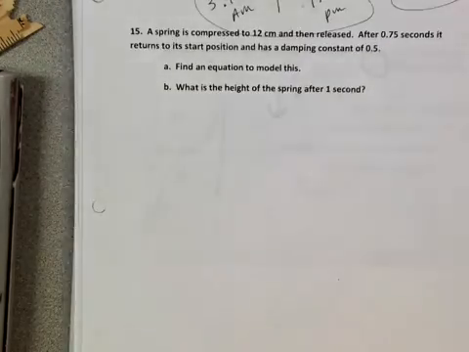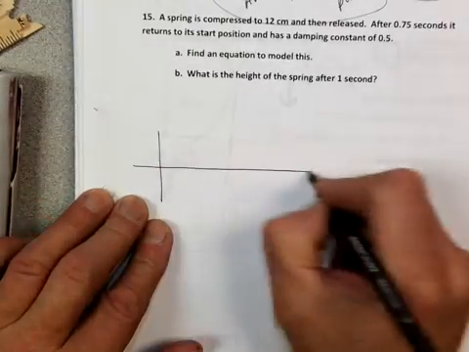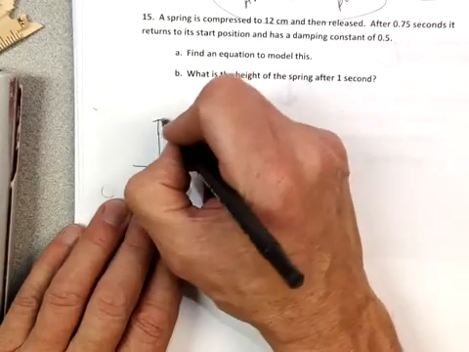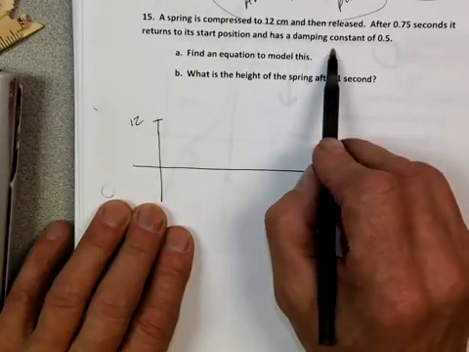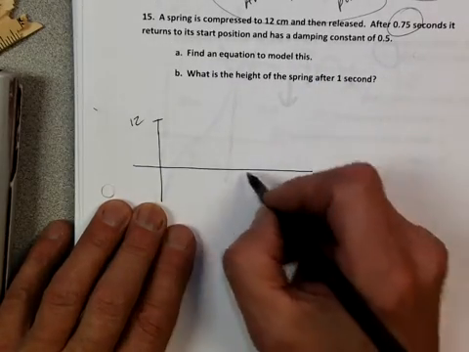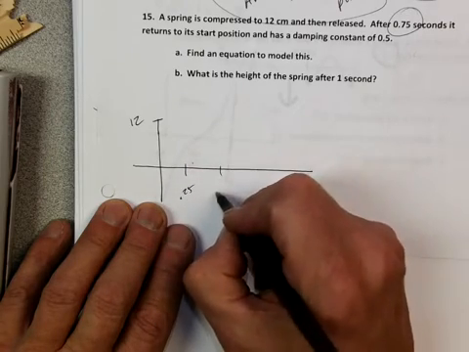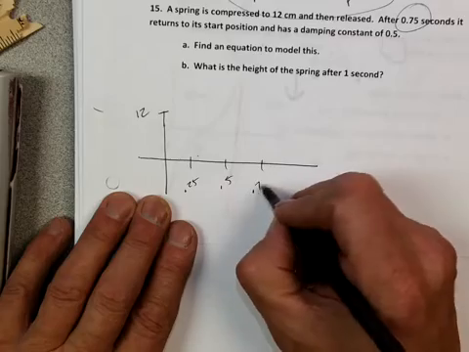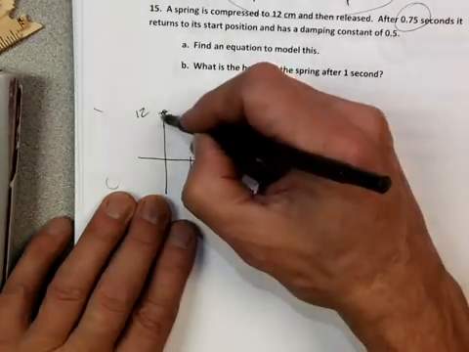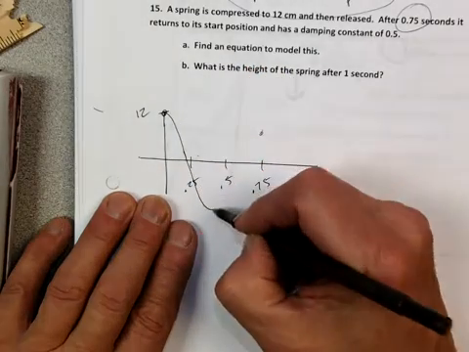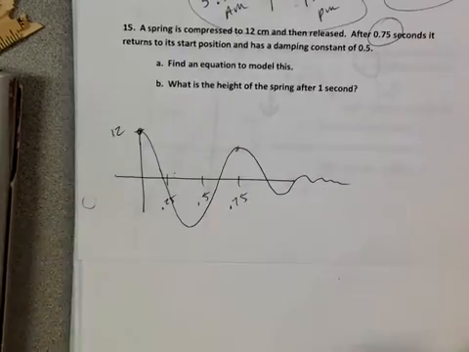Now, number 15, almost done. Let's draw a picture first. It's going to be compressed to 12 centimeters, then released, okay? It's going to return to its starting position after 0.75 seconds. So if I go 0.25, 0.5, 0.75, it's going to go like this. But it has a dampening, so it's going to go something like this, and then slowly get smaller and smaller and smaller, okay? So let's find an equation.